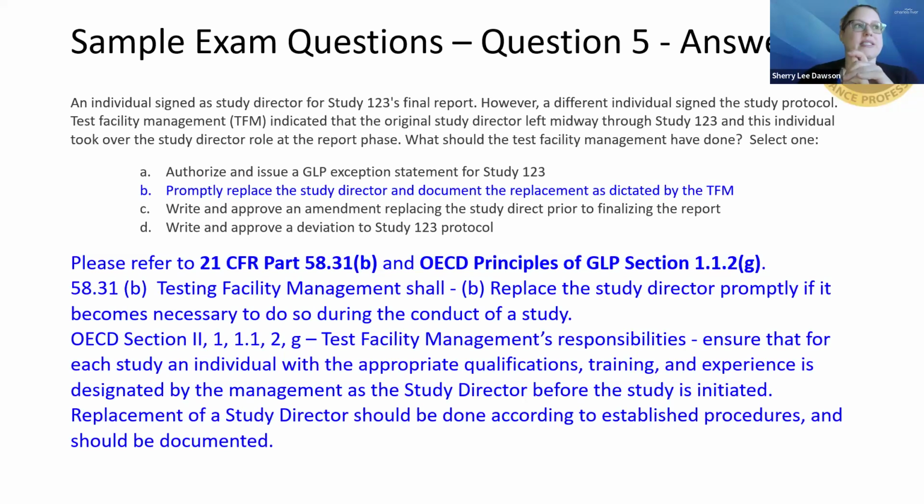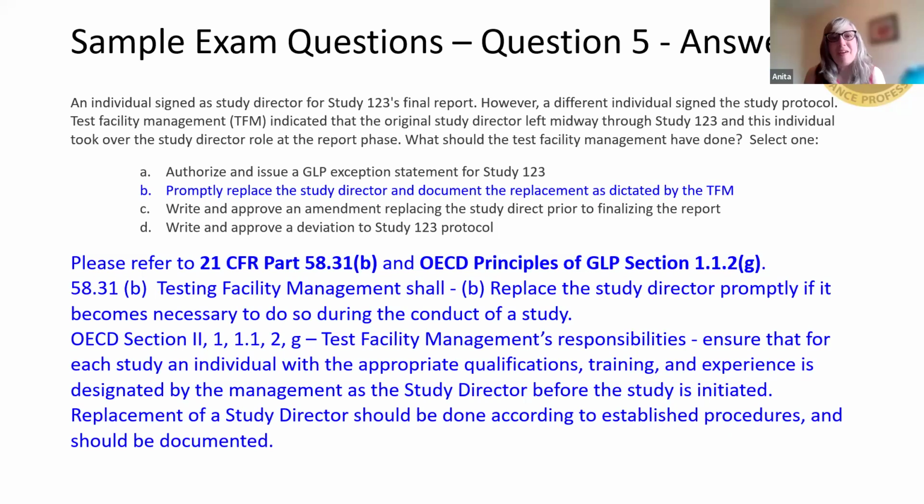So they replace it, and then that new study director is usually the person who's going to issue the amendment, right? TFM doesn't issue amendments, and TFM also doesn't issue study deviations. So again, at that point, had the study director not been replaced promptly, they would have said, okay, this study went a year and a half without a study director, and we would put that as a GLP exception and say, but during that time frame, there was no additional work and there were no deviations that occurred, etc. So absolutely.